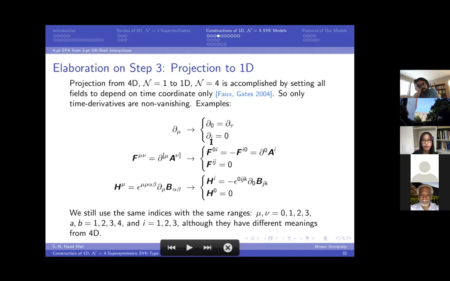So when you take any spatial derivatives on it, it will be 0. So this is how to project from 4D to 1D. And then other indices will remain. For example, after the projection, we will see some of these mu and nu indices or this spin index, but they will have different meanings in 1D.